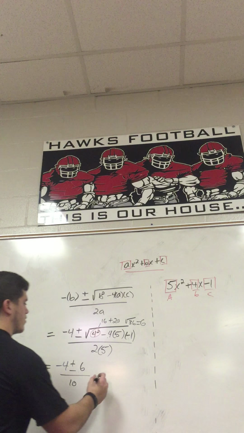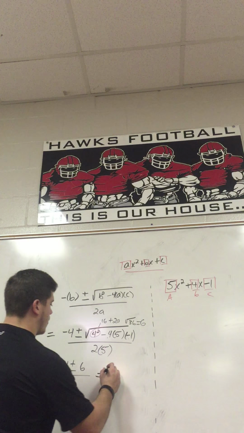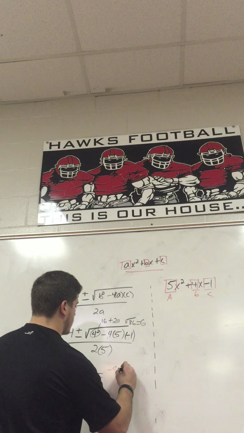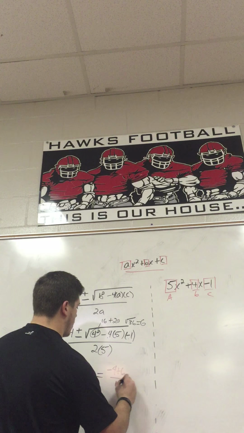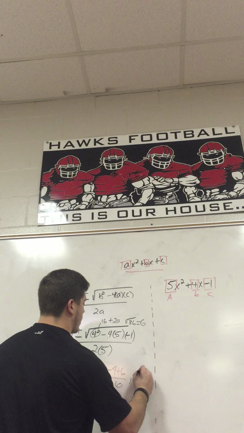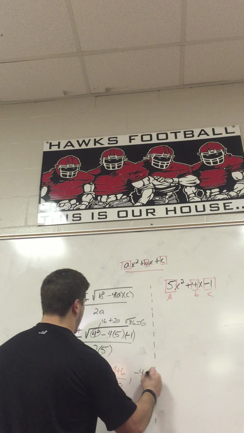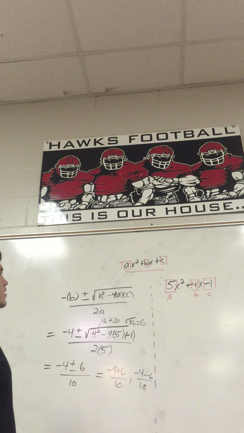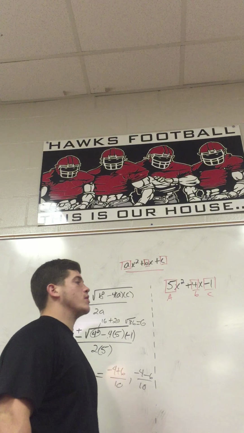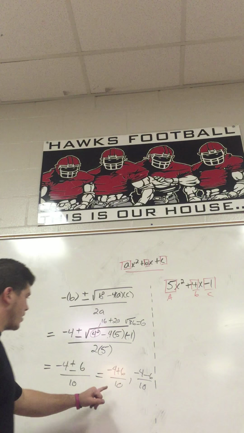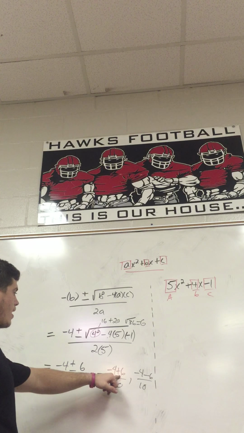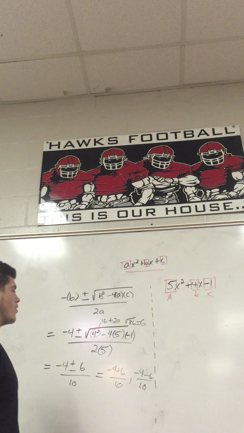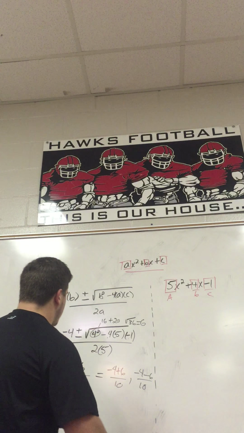This will give you two answers. First, you'll have -4 plus 6 over 10. Then you'll have -4 minus 6 over 10. Just like when you factor, you get two x-intercepts. Same thing here. You're adding right here and you're subtracting right here, which will give you two different x-intercepts.